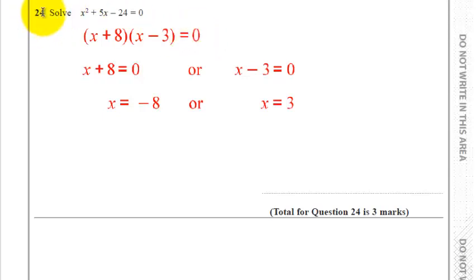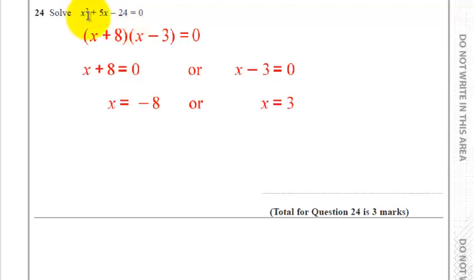Question 24, solve x squared plus 5x minus 24 equals 0. When you spot an equation with a quadratic in, i.e. a little 2, a power of 2, normally you're going to have to factorize to get the answer. Occasionally you'll be able to work it out, so if it was x squared equals 100 you could take the square root, but in this instance you're going to have to factorize.